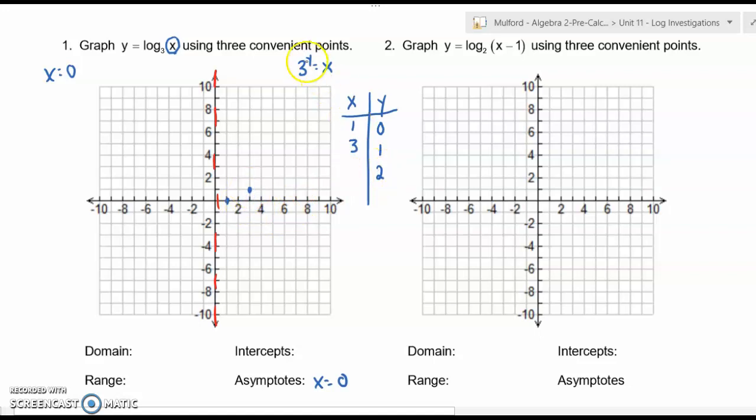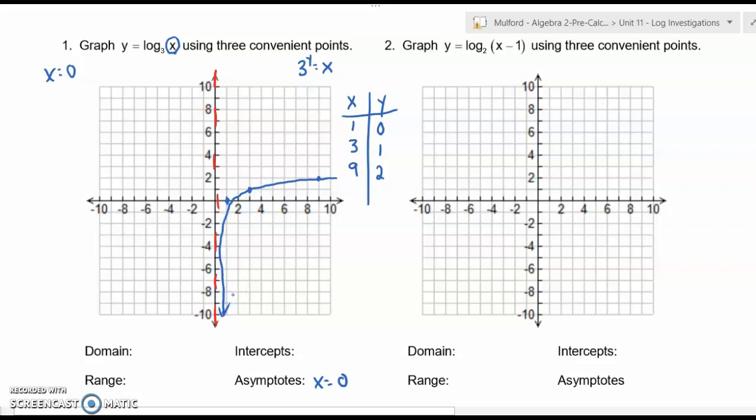And I do the same thing here, plug in 2. 3 to the second would be 9. So I go 9, 2. Now I know what's going to happen is that it's going to kind of bend and hug this line. It's not going to cross over that vertical asymptote. So I expect my graph to do something like this.